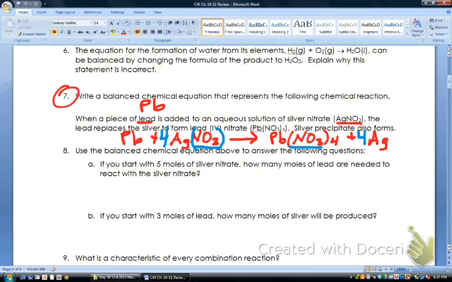We have 1 lead on this side, 1 in the products, so the leads are balanced. We have 4 silvers on the reactants, 4 silvers on the products, so those are balanced. And we have 4 NO3s, 4 NO3s, so those are balanced. So this equation is balanced.